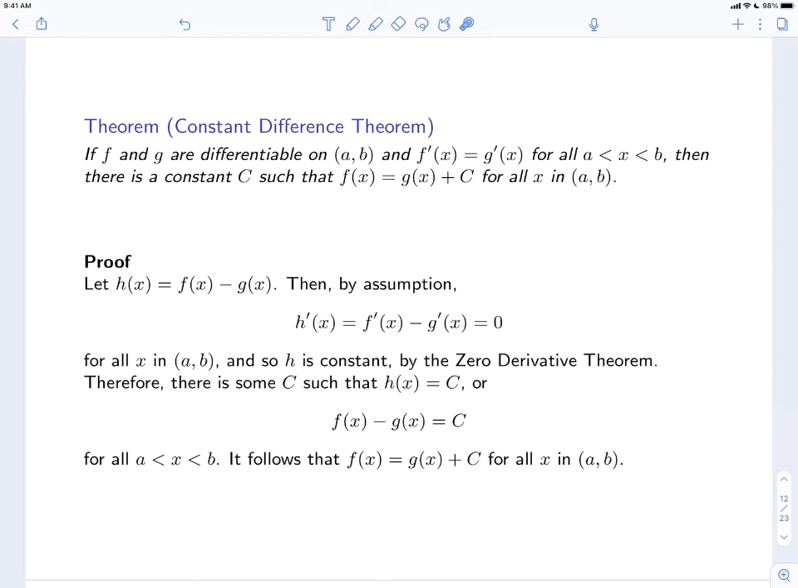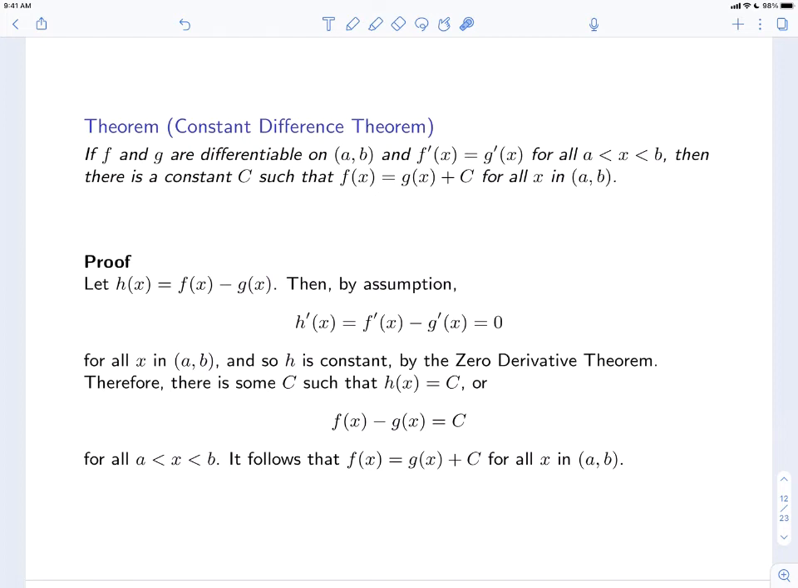And this is very easy to prove because we just use the zero derivative theorem from an earlier slide. So we start by inventing a new function that we call h. And h is just the difference between f and g. We're measuring the difference between f and g. Now the claim is that h is constant. So we know that f and g have the same derivative. So if you differentiate h, then that's just going to be h prime of x is equal to f prime of x minus g prime of x. But we're assuming that f and g have the same derivative, so this has to be equal to 0.